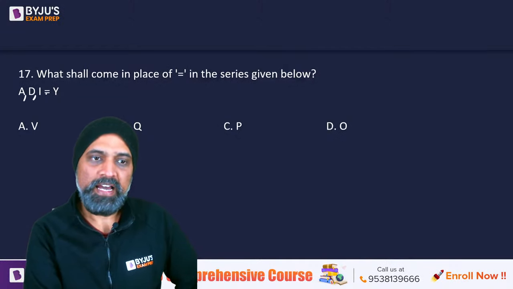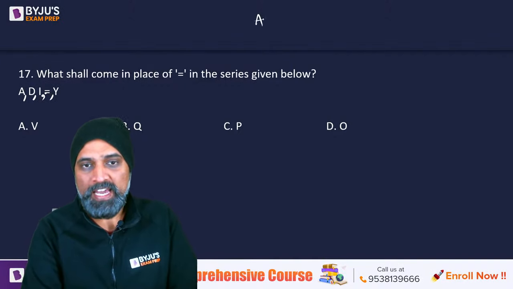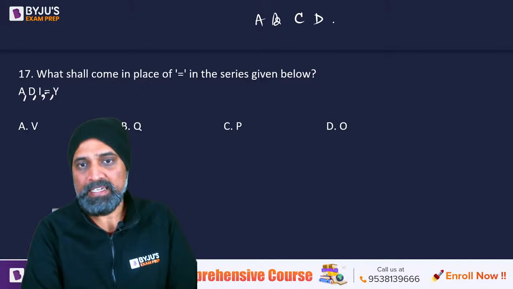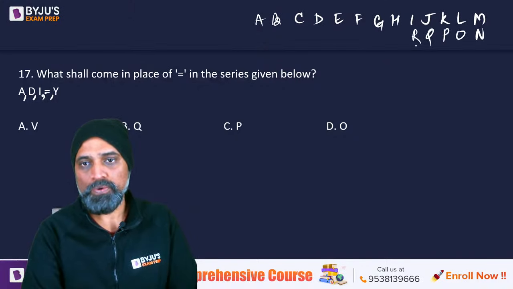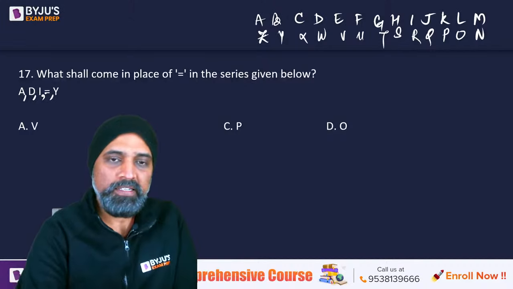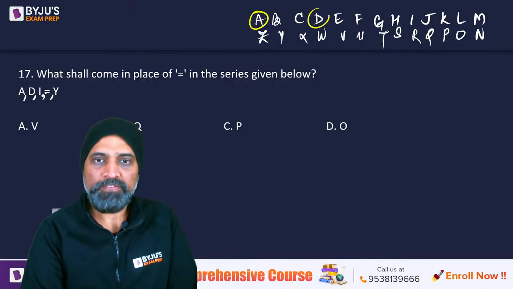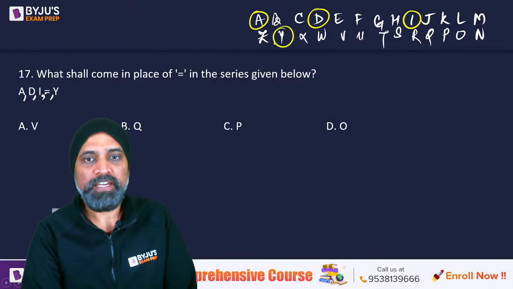Question is, what shall come in place of the blank in the series given below? A, D, I, blank, and then Y. So we have A, B, C, D, E, F, G, H, I, J, K, L, M, and then write down N, O, P, Q, R, S, T, U, V, W, X, Y, and Z. We have got A, then D, then I, then something is amiss, and then we have Y.